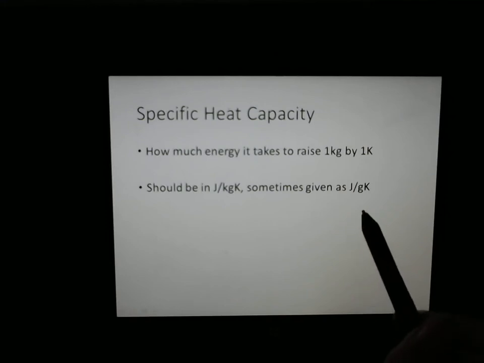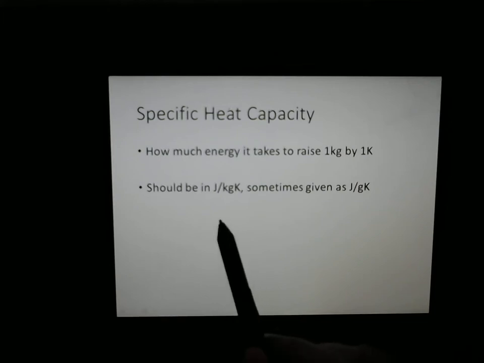So let's start with this. Joules per gram Kelvin means for every gram you want to raise by a Kelvin, you need this many joules. While joules per kilogram Kelvin means for every kilogram you want to raise by a Kelvin, you need this many joules. Okay.